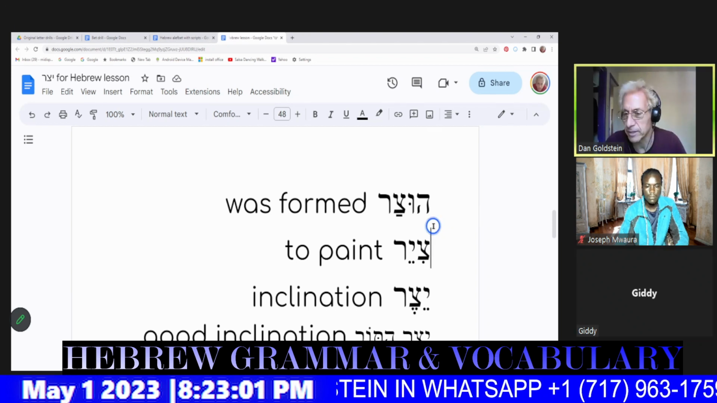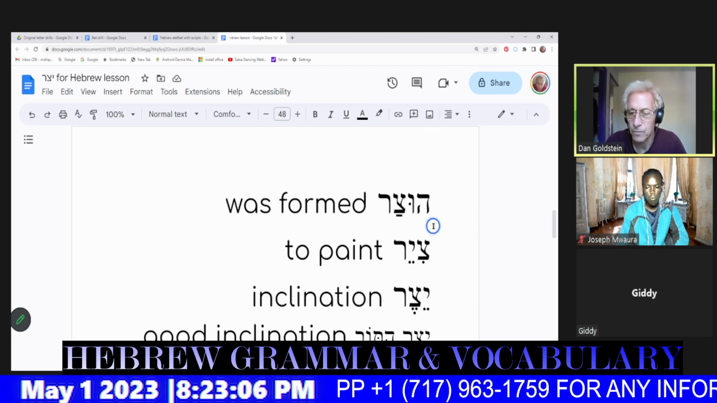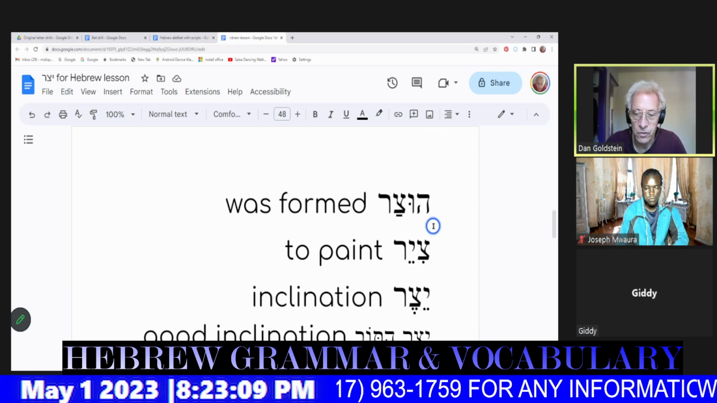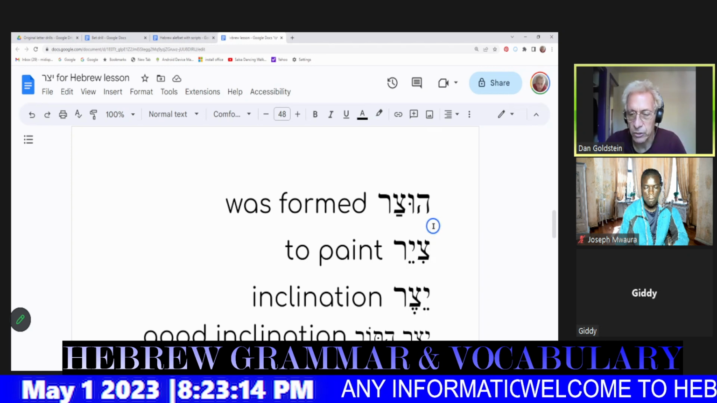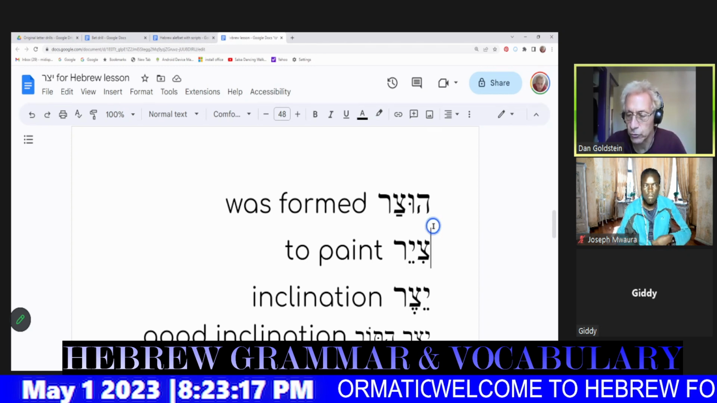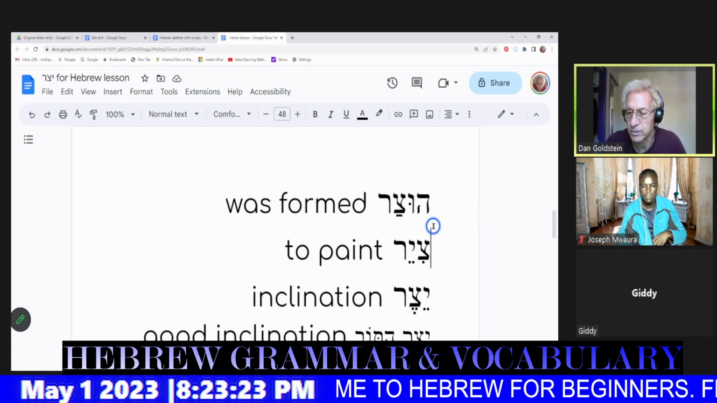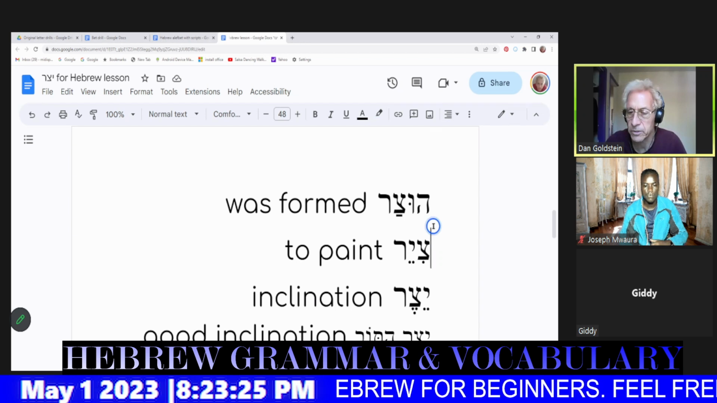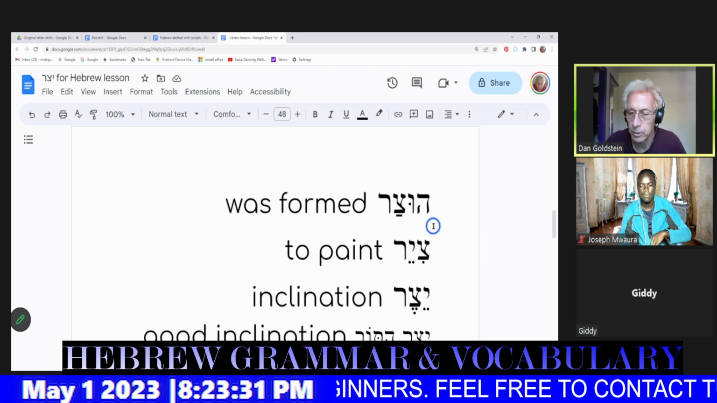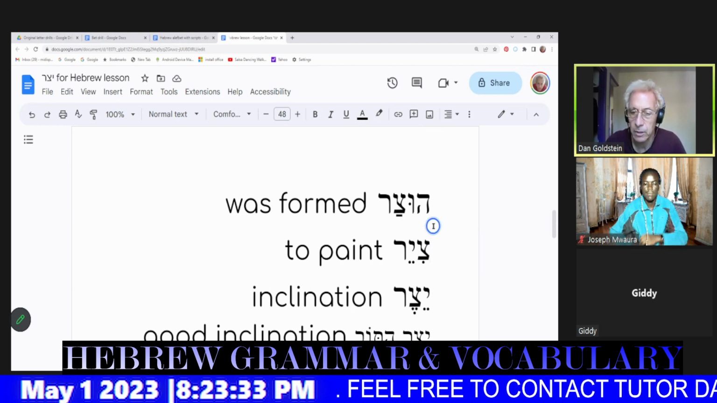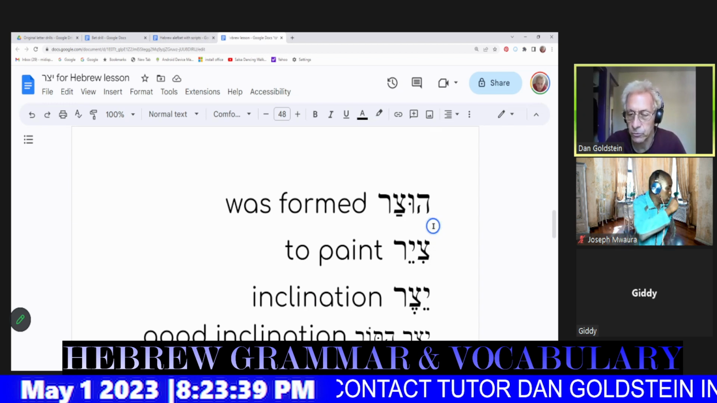It seems somehow that the tzadi and the yud have changed position. So we see that there's some relationship between the yud tzadi resh and the tzadi yud resh. The idea is of creation, of creating something. Yatzar is to form. Tzier, to paint, is a way of forming. Either we're forming a picture or an image, we're forming something. So there's a relationship between those two shorshim.